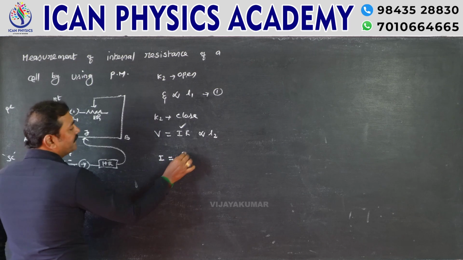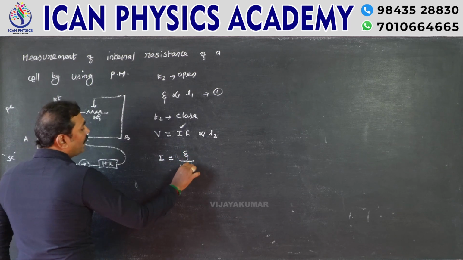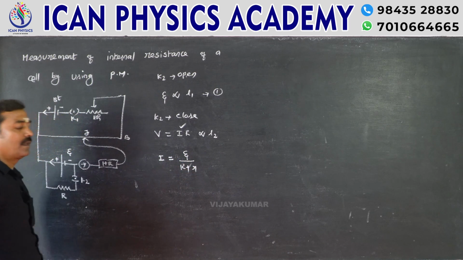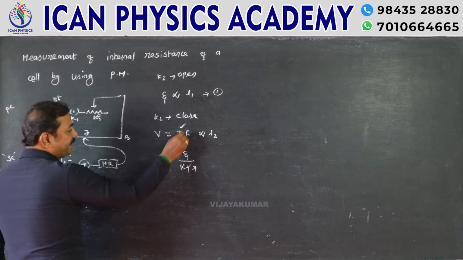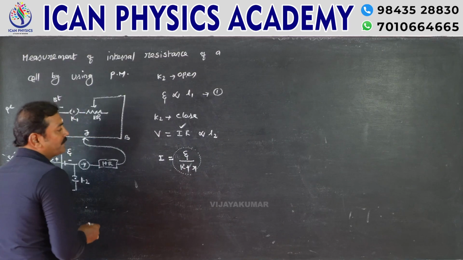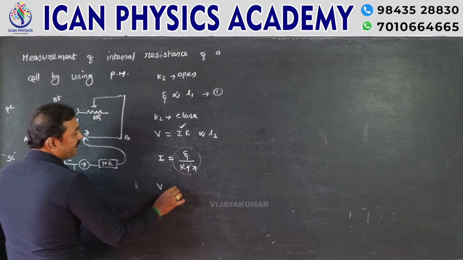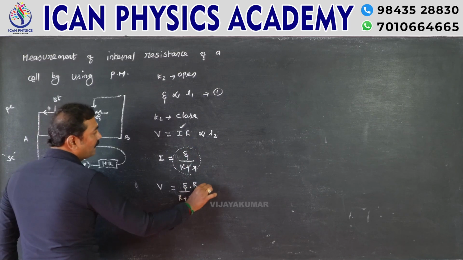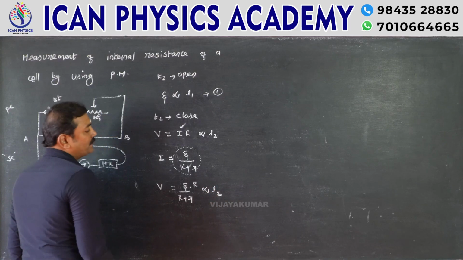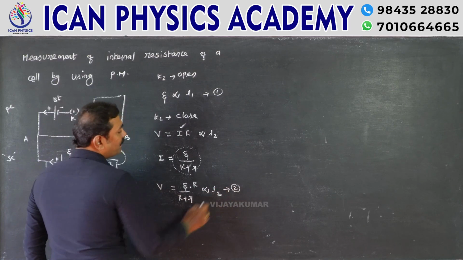So I equal to psi by R plus r. Now, instead of I, we can substitute this one. Now, V equal to psi by R plus r into R is directly proportional to L2. Now, it's taken as equation number 2.